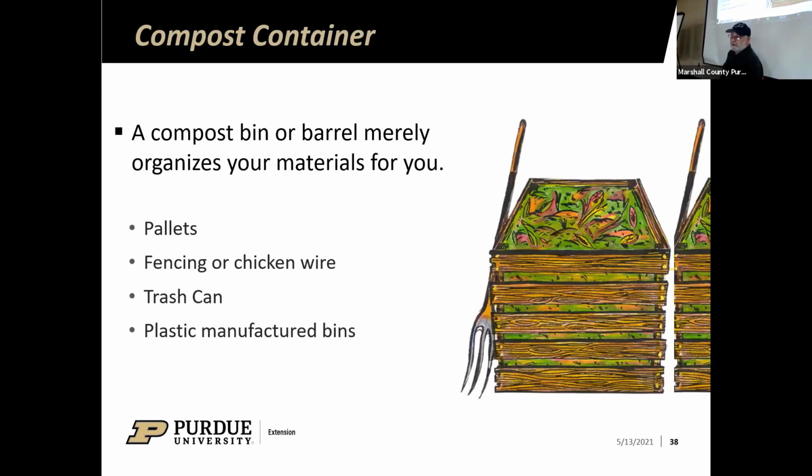But we can use pallets, old woven wire, old windbreak type fencing, chicken wire. Trash cans have to have holes drilled into them to allow them to be aerated. That's what the nice ones that you buy do. Manufactured bins will have nicely perforated areas so that it will stay aerated. And they'll have lids on them so you can manage the moisture in it.